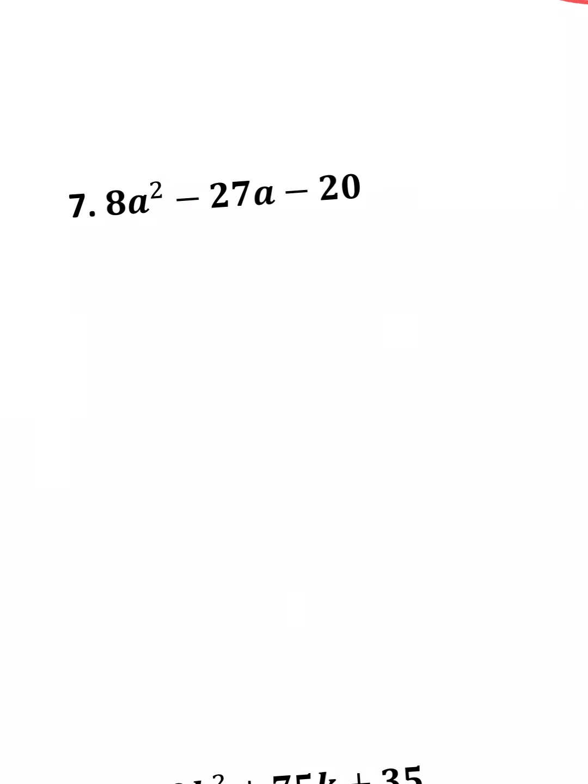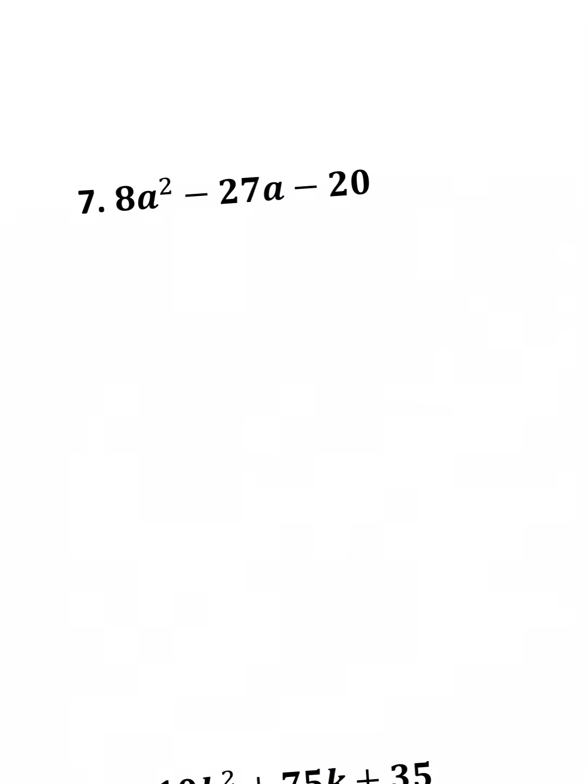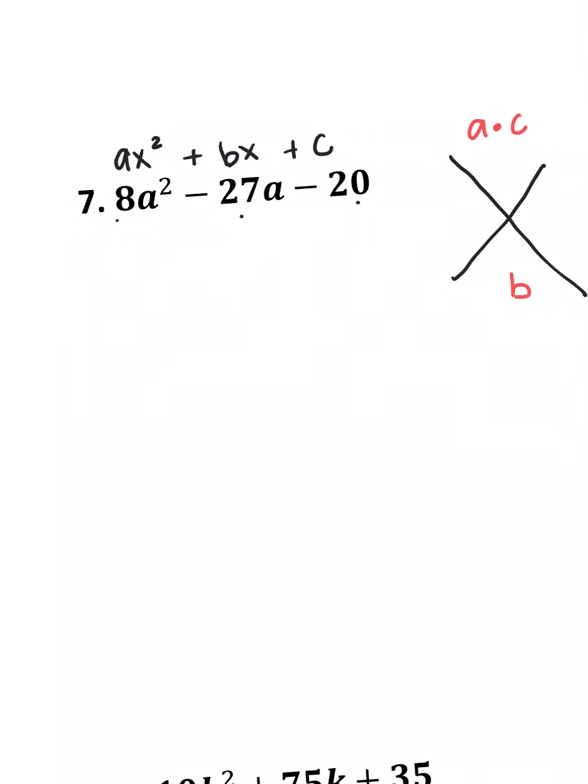All right, so for number 7, let's do this one together. Just to double check, we do have ax squared plus bx plus c, so we're good. Nothing goes into an 8, a 27, and a 20, so we don't have a GCF. I am going to find what multiplies to get a times c and adds to get the b.